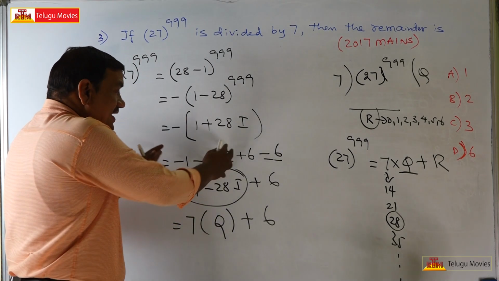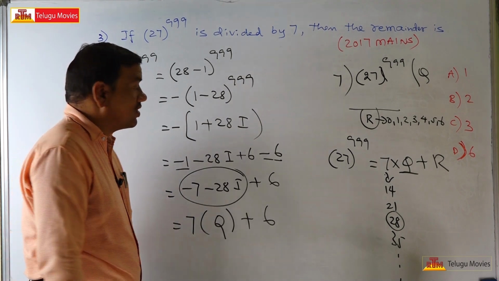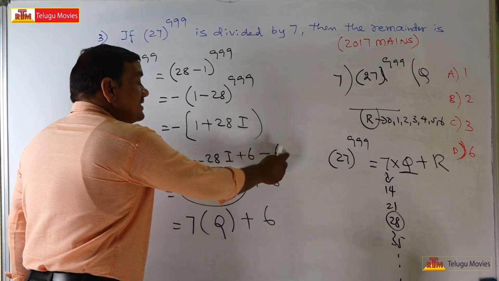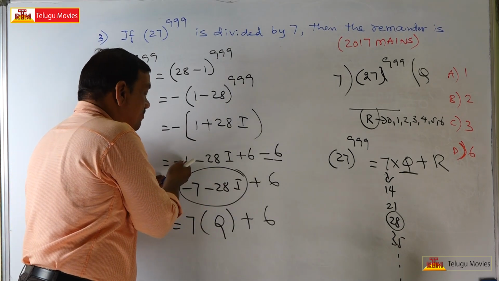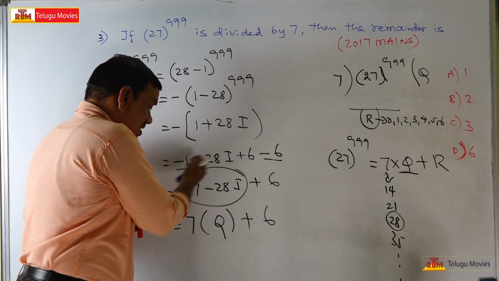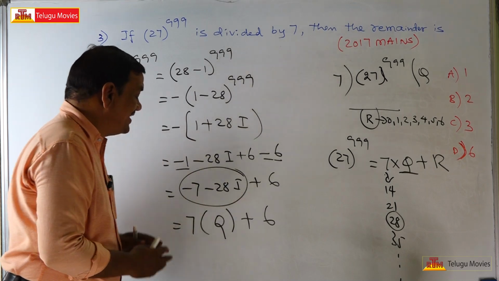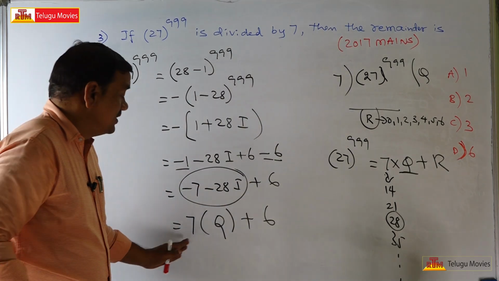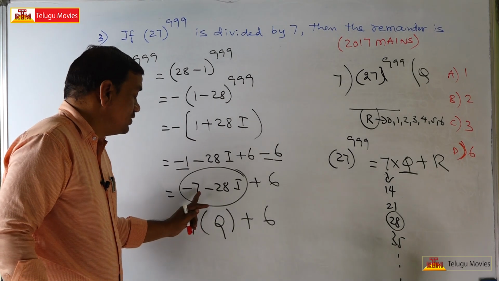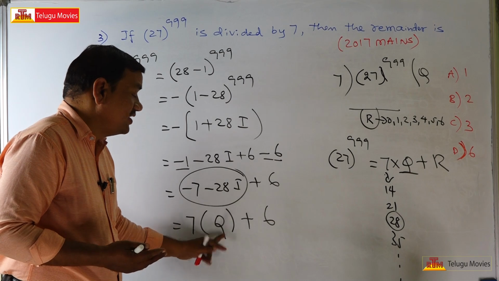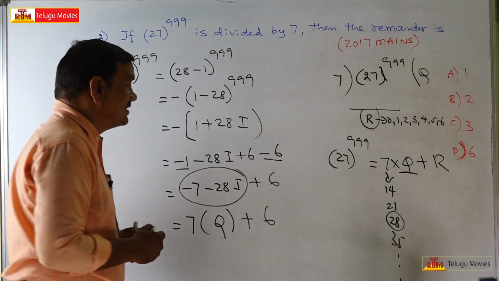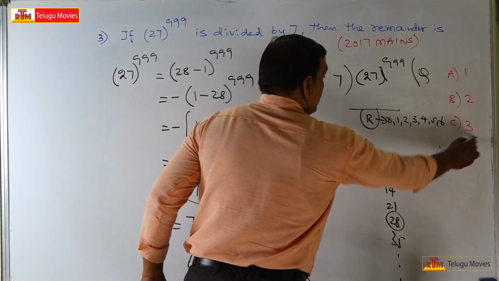If you want to take 7 common outside, you have to add and subtract 6. So that means here minus 1, minus 6, minus 1, it is minus 7. From this whole thing, you can write it as 7 into some integer, because you can take 7 common outside. Here also you can take 28, 7 fours are 28. 7 into something plus 6. So 6 is the answer for this problem.